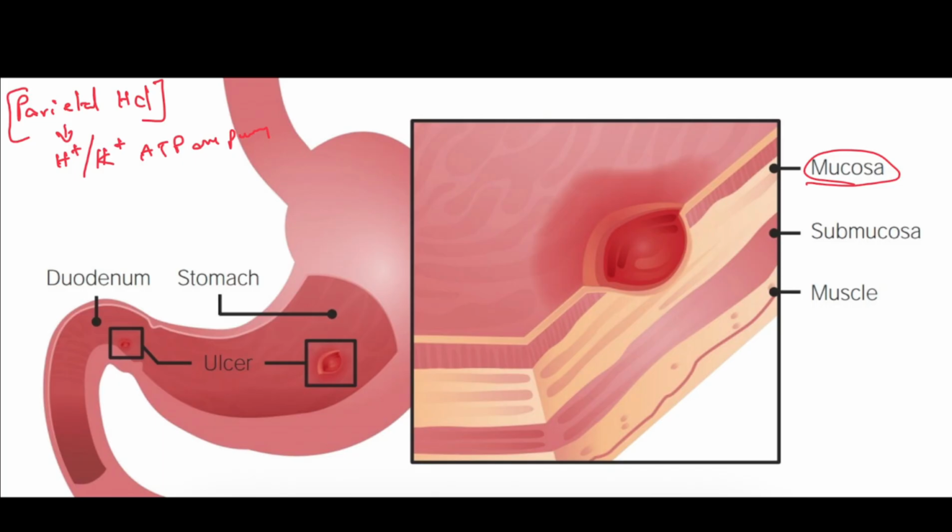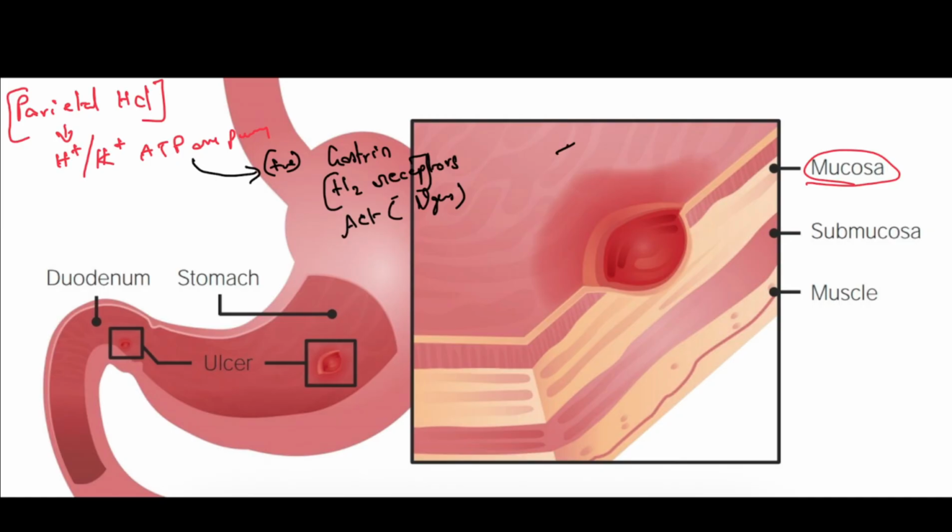So how will this HCl be released? It will be released because of some stimulators. What are the stimulators? One is gastrin, and another is histamine, through H2 receptors. Next is acetylcholine, which acts through the vagus nerve. These are the stimulators, gastrin, histamine and acetylcholine, for the normal physiology of releasing HCl.